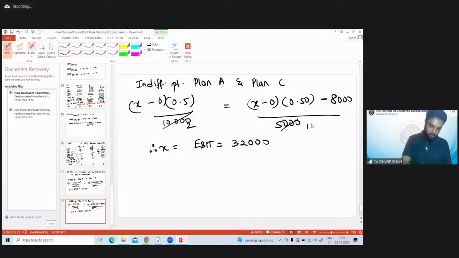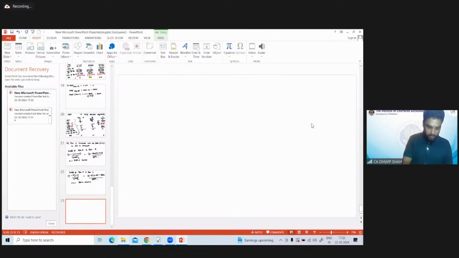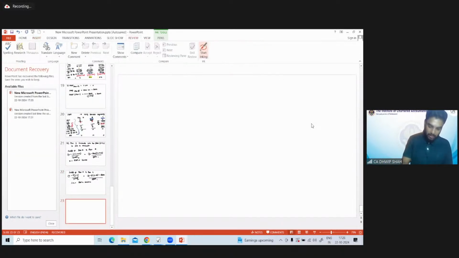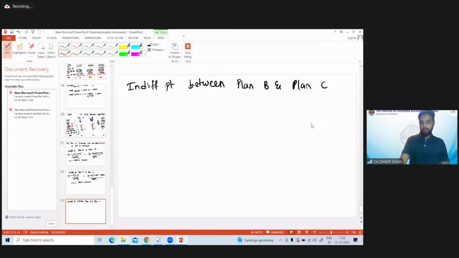And now I want you all to try for plan B and C. आप खुद से try करो. Please try it on your own and tell me whether there is any indifference point between plan B and C. बताओ. Try. Everyone, please try. Om Prakash is saying there is no indifference point between plan B and C. Is that correct? Okay, Komal Preet is also having the same opinion that there is no indifference point between plan B and C.